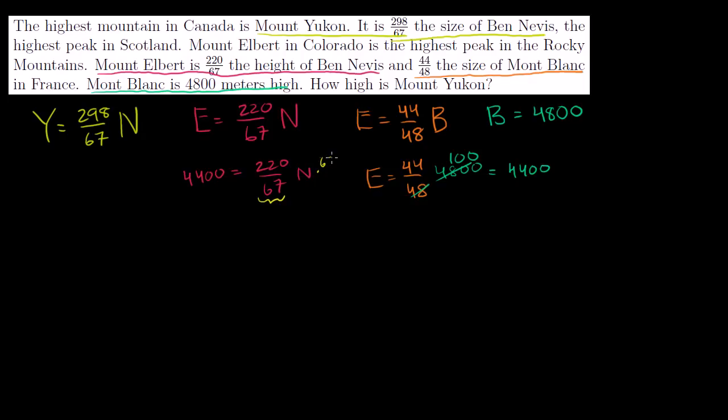So times 67 over 220 times 67 over 220. This 67 cancels with that 67. That 220 cancels with that 220. And then you get, let's see, if I take 4,400 divided by 220, 440 divided by 220 is 2. So this is going to be 20. So 4,400 divided by 220 is just 20.